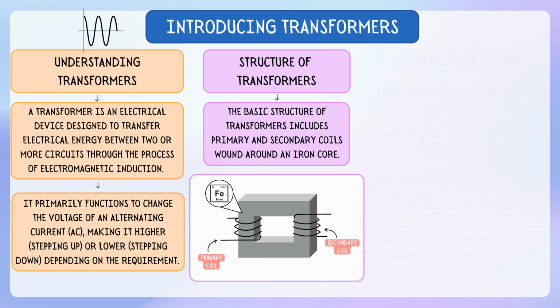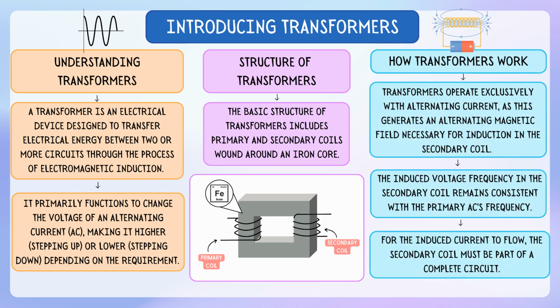We discussed how transformers operate exclusively with alternating current, as this generates an alternating magnetic field necessary for induction in the secondary coil. We also highlighted that the induced voltage frequency in the secondary coil remains consistent with the primary AC's frequency. Additionally, we noted that for the induced current to flow, the secondary coil must be part of a complete circuit. These principles are crucial for practical applications such as power distribution and electronic devices.